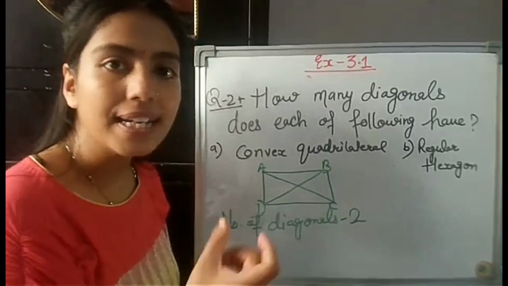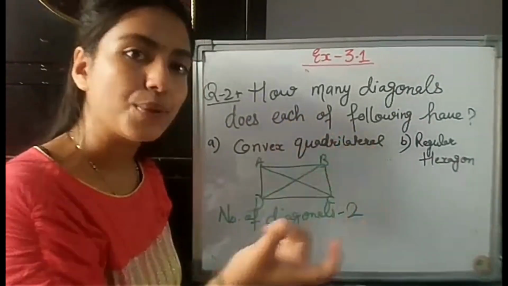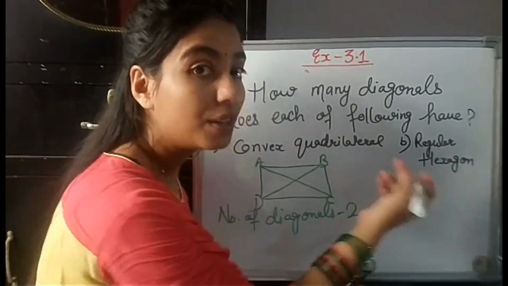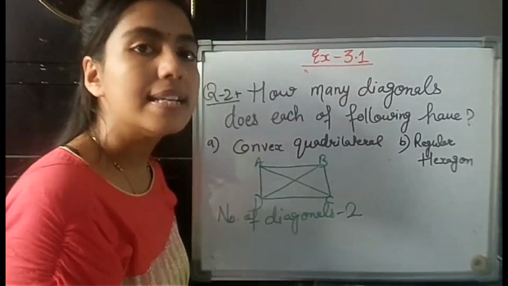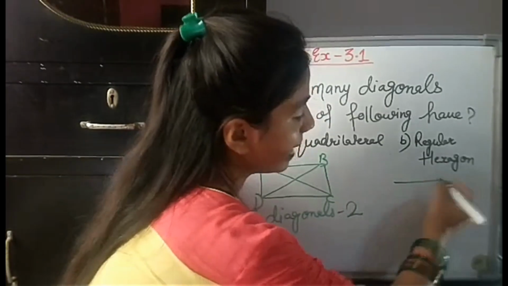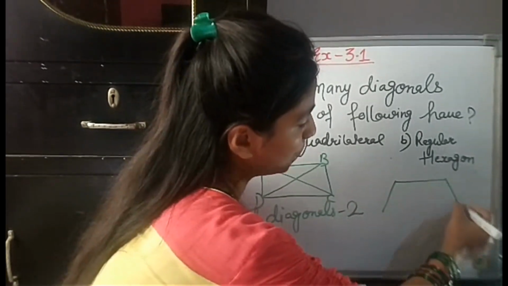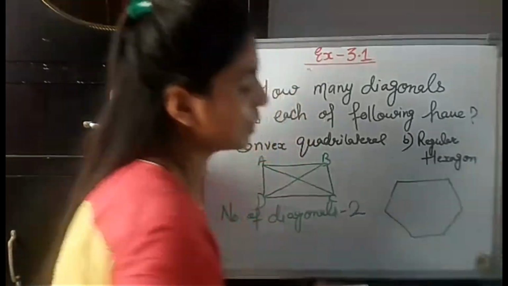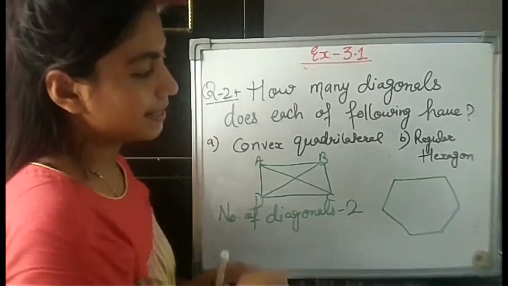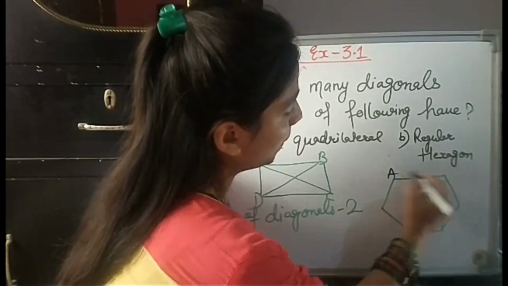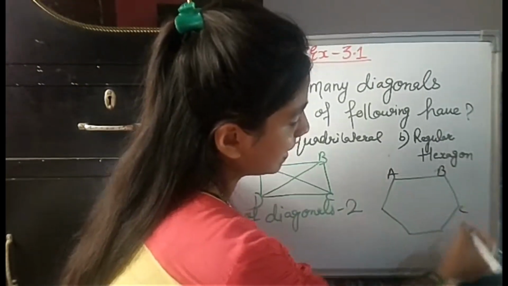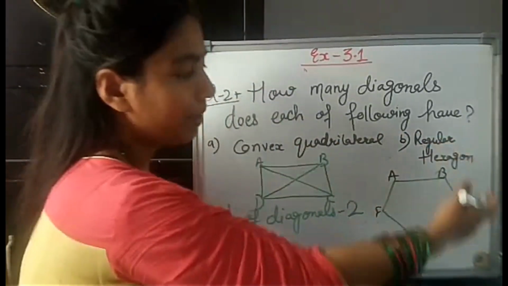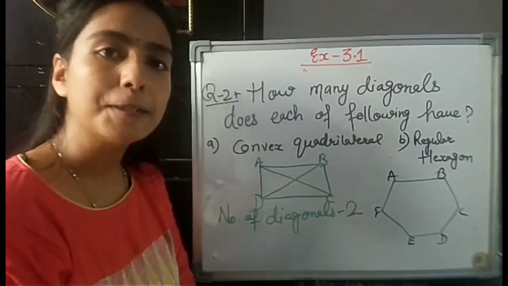Hexagon, hexa means 6, gon means side, so having 6 sides. That is called hexagon. So regular hexagon, all sides and all angles are same. So hexagon having 6 sides, 1, 2, 3, 4, 5, 6. Okay, let's name them: A, B, C, D, E and F. Can you tell me then how many diagonals we can make for the hexagon?